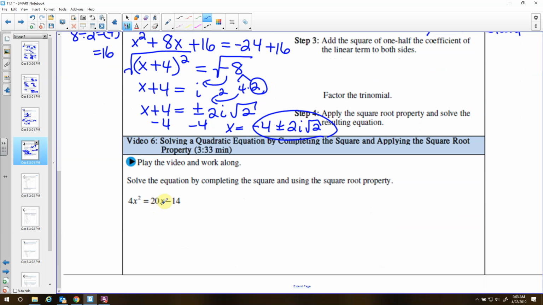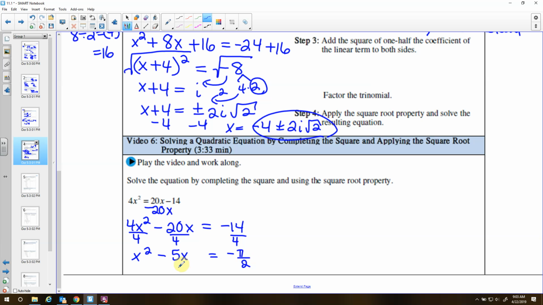Let's do one more. Alright, I need to move this 20x over with the 4x squared, so I'm going to subtract 20x because I need it over here so I can have a middle term. So 4x squared minus 20x equals negative 14. Now I need a 1x squared, so I'm going to divide everything by 4. So that means that x squared minus 5x equals negative, that'll reduce to 7 over 2, negative 7 over 2.